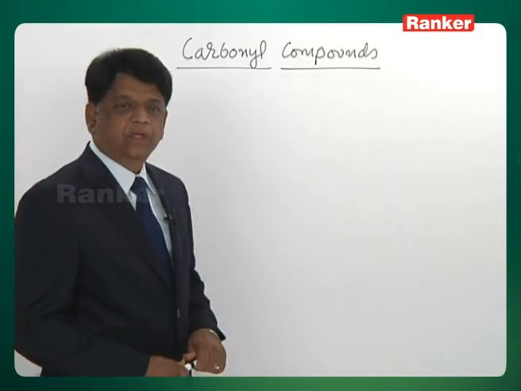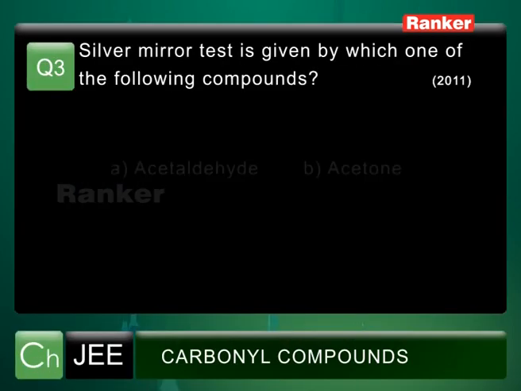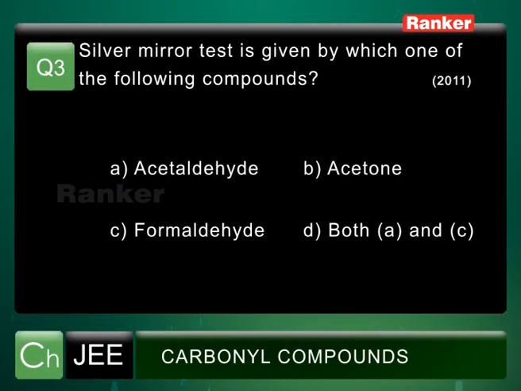Let's go to question number 3. The question is, silver mirror test is given by which one of the following compounds? This is a 2011 question, a recent question almost. The options are given: acetaldehyde, acetone, C is formaldehyde, D is both A and C.